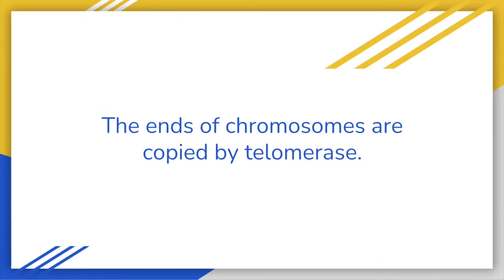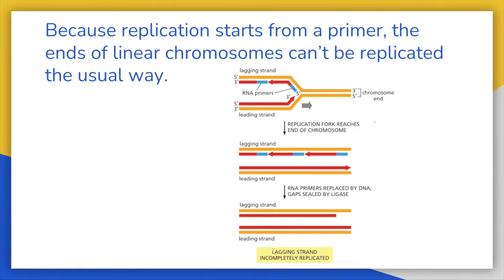The ends of the chromosomes are copied by an enzyme called telomerase. Because replication starts from a primer, the ends of a linear chromosome can't usually be replicated in the usual way. So if we were to look at this picture and start here, the bottom strand is being replicated continuously. The top strand is being replicated discontinuously through Okazaki fragments. At the end of this process, the RNA primers will need to be removed, and a polymerase would need to come in and copy that section.